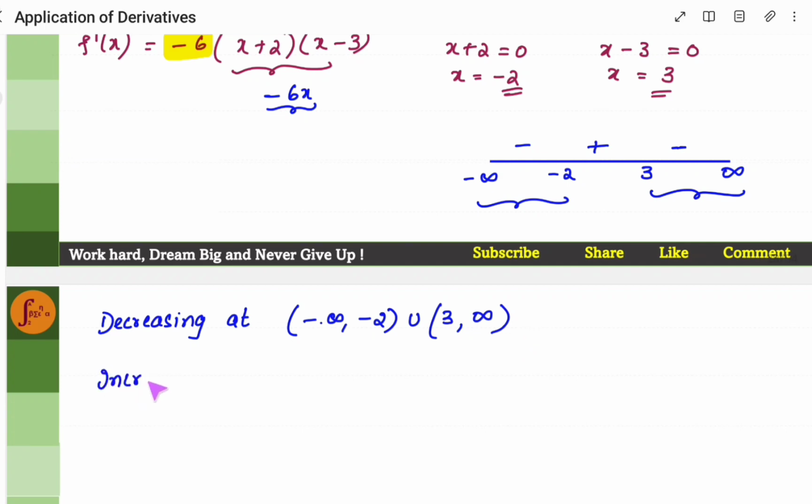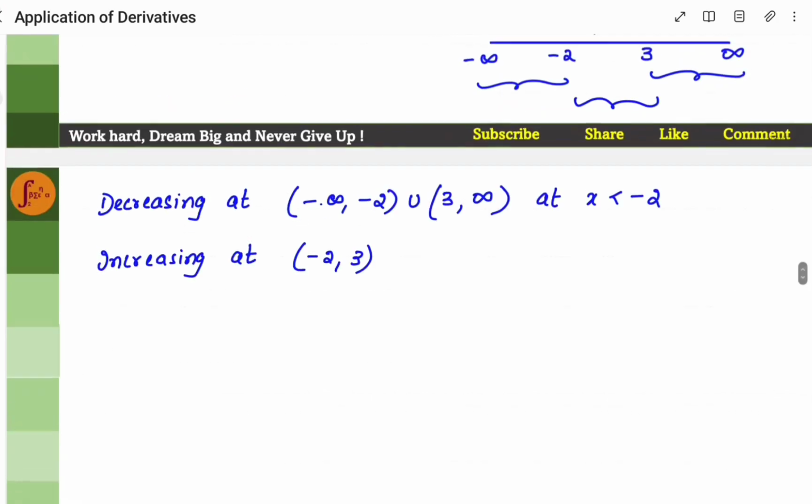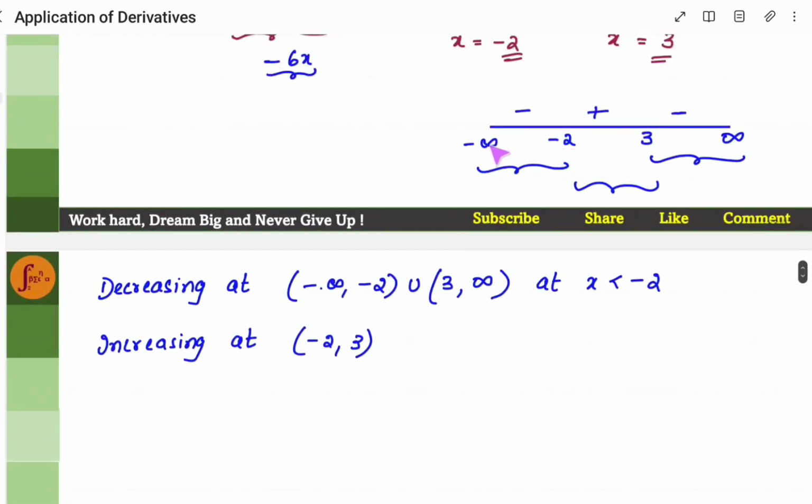And increasing, this is where it's increasing, at minus 2 to 3. We can also say this as at x less than minus 2, right? That is, anything when values are less than minus 2, that is this side, it's decreasing. And when x is greater than 3. And here in between these two, you have increasing function.